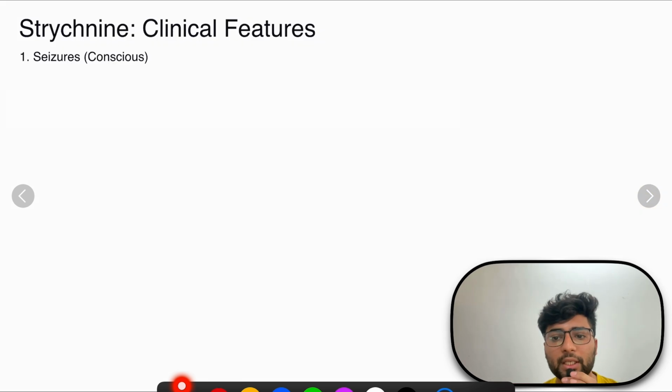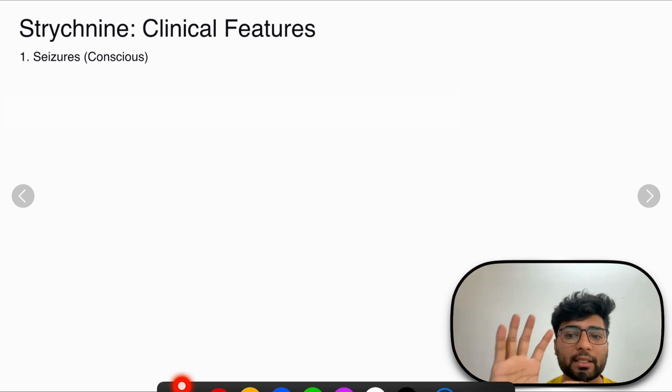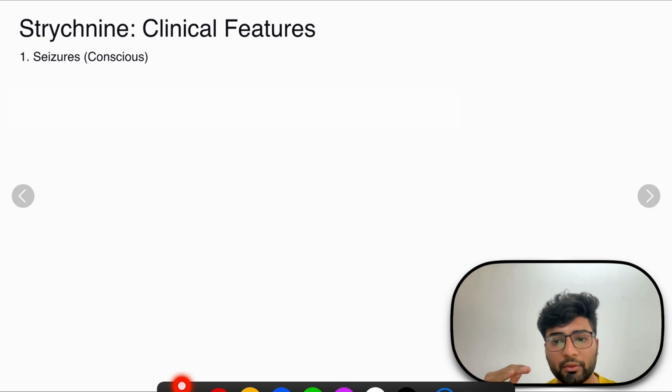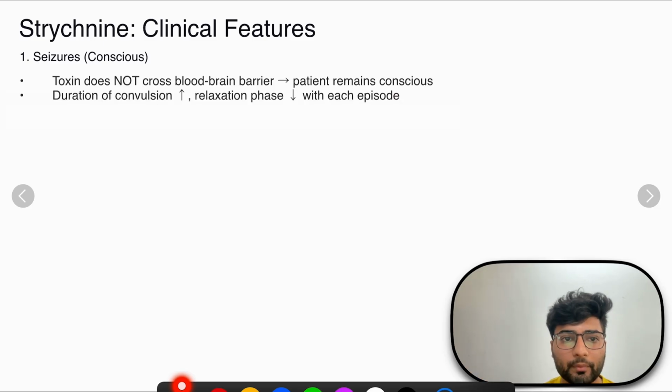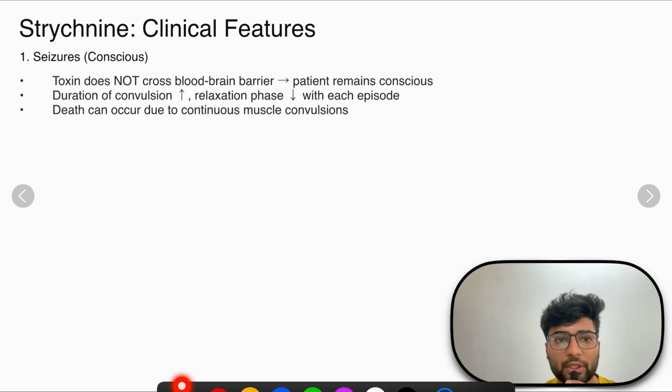Now, what are the clinical features of strychnine? First is seizures. Why does the seizure occur? Due to that excessive muscle movement, there is seizure, and they are conscious because the poison works at the level of the spinal cord, not going to the brain. As I told you, the toxin does not cross the blood-brain barrier. The patient remains conscious. Now, what is this concept? I will make you understand.